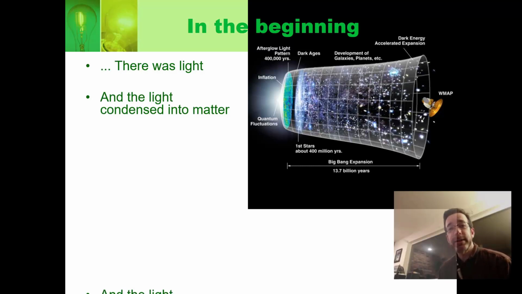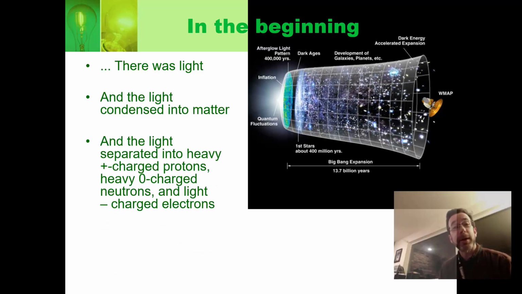And the light condensed into matter. We're not going to talk about that because we're dealing with the matter universe in physical chemistry. The light, or the energy, separated into heavy positively charged protons, heavy neutral neutrons, and very light negatively charged electrons. Overall, there was a neutral charge, but the plus charges were very heavy and the minus charges were very light. And this difference caused the atoms to form the way that they did. All the protons are basically the same mass. They're all much heavier than all the very light electrons.